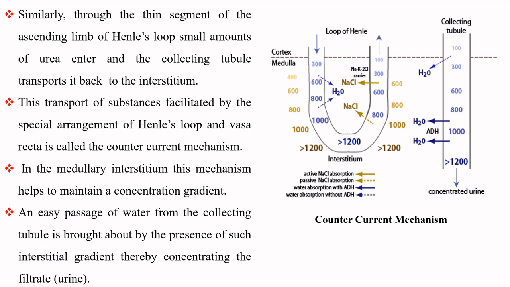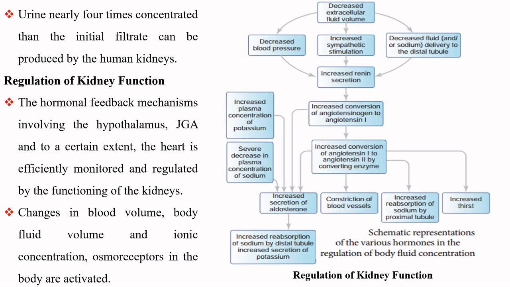In the medullary interstitium, this mechanism helps to maintain a concentration gradient. An easy passage of water from the collecting tubule is brought about by the presence of such an interstitial gradient, thereby concentrating the filtrate. Urine nearly 4 times more concentrated than the initial filtrate can be produced by the human kidneys.